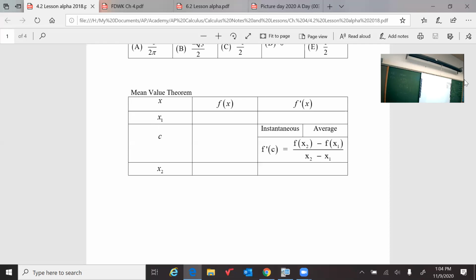The mean value theorem says this. At some point on your trip from the old CVS to here, you must have been going exactly 12 miles an hour. If 12 miles an hour was your average speed, at some point you must have been going exactly 12 miles an hour. Make sense?